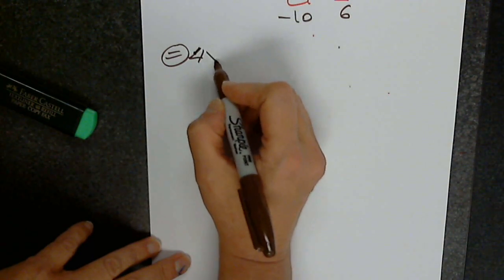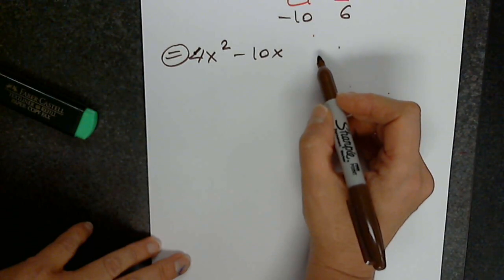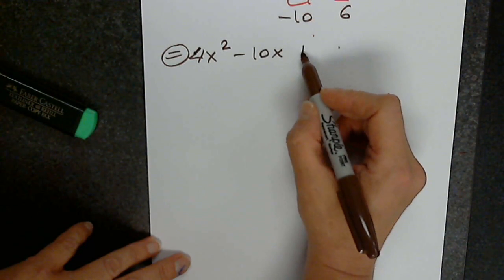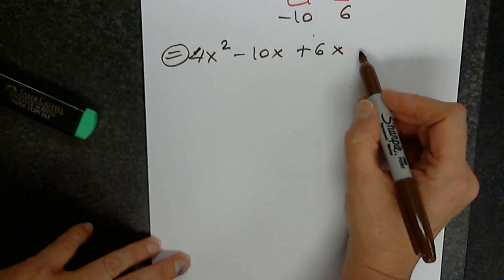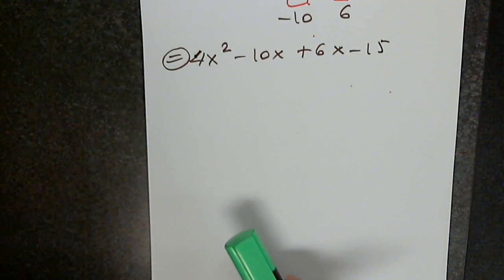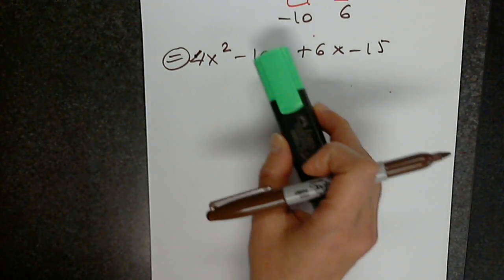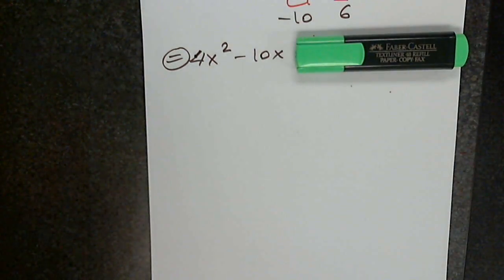4x squared minus 10x plus 6x minus 16. We did not change the problem because negative 10x plus 6x is still negative 4x. Do you agree? Okay, I'm ready now.